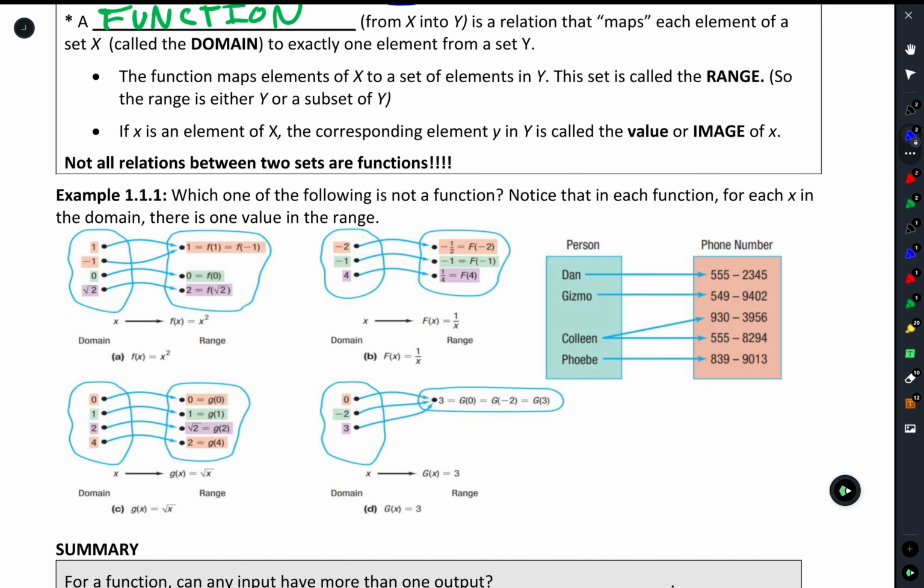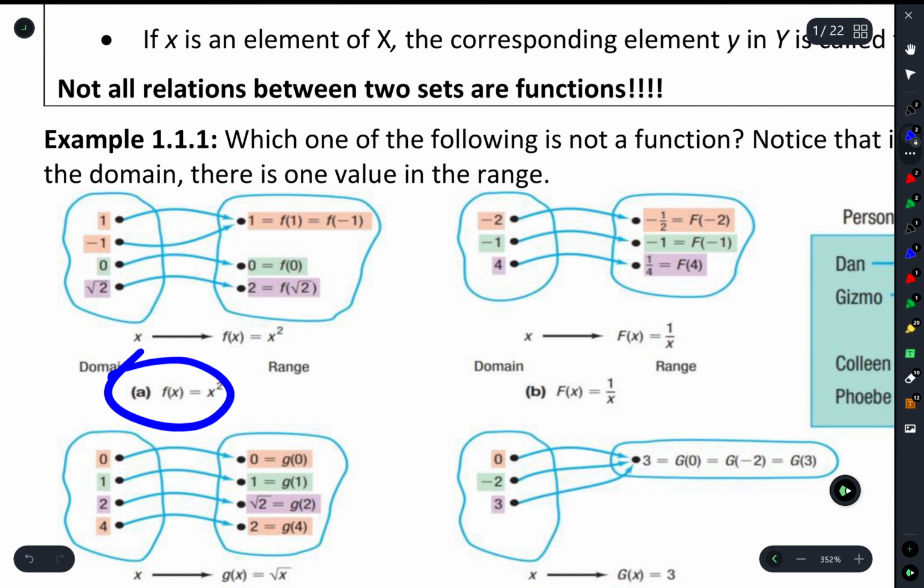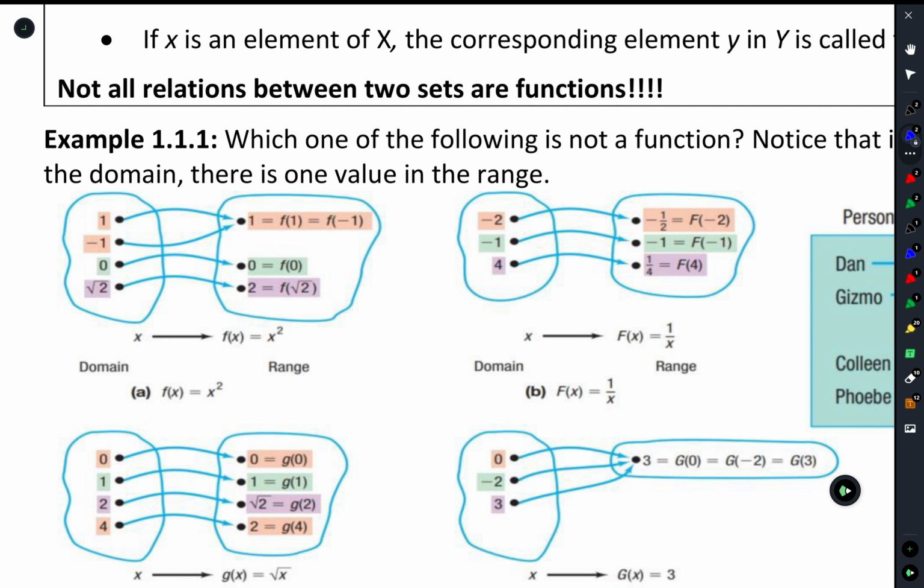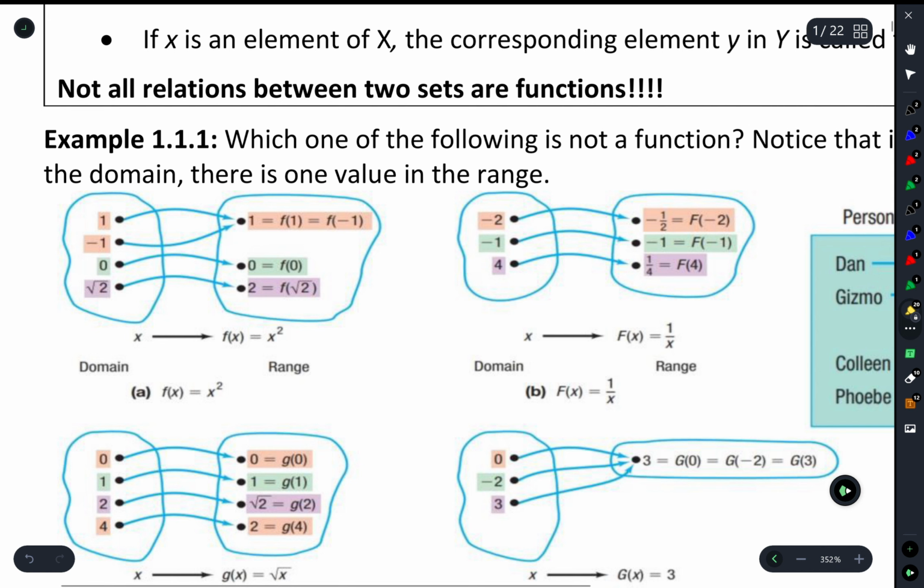Which one of the following is not a function? Notice that in each function, for each x in the domain, there is one value in the range. So if I'm looking at f of x equals x squared, I notice that for these values in the domain, remember this is the domain over here, if I plug in 1, 1 squared equals 1. If I plug in negative 1, negative 1 to the second power equals 1. If I plug in 0, it gives me 0, and so on.